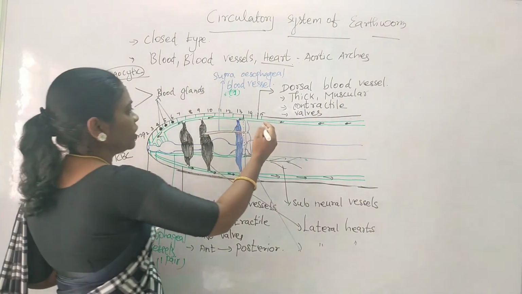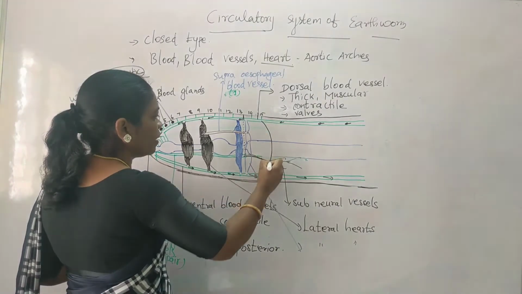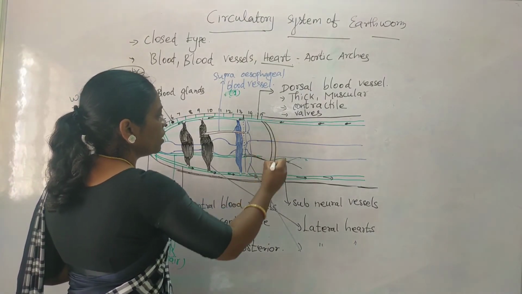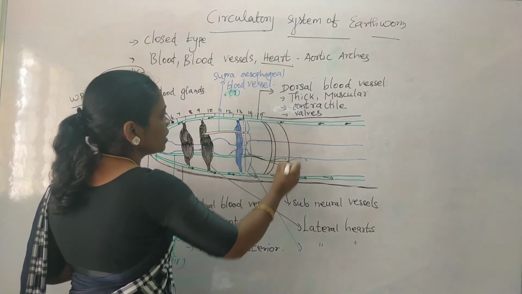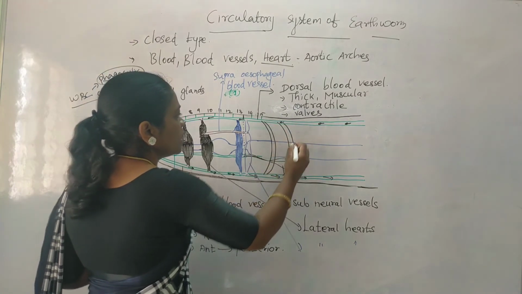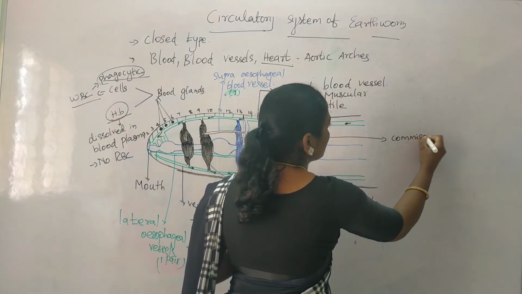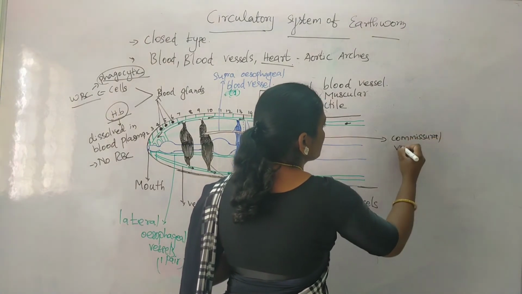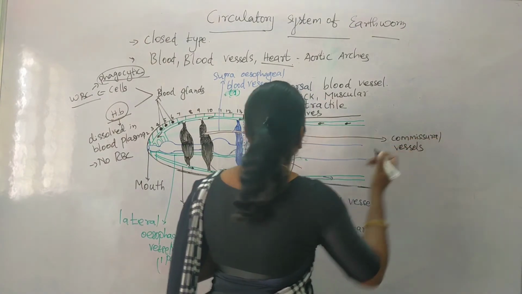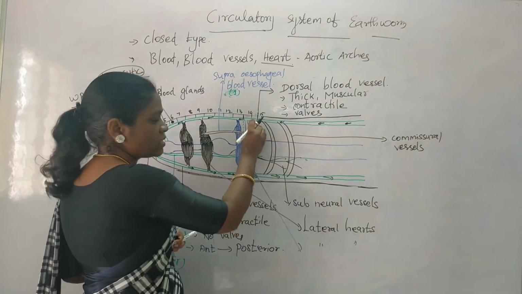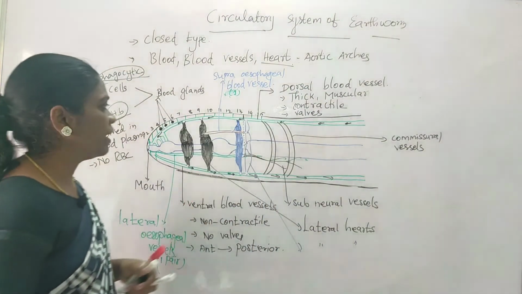From the 15th segment onwards, you can find a pair of vessels connecting both the dorsal and ventral blood vessels. These blood vessels are known as commissural vessels. They also transport the blood from the dorsal vessel to the ventral vessel.